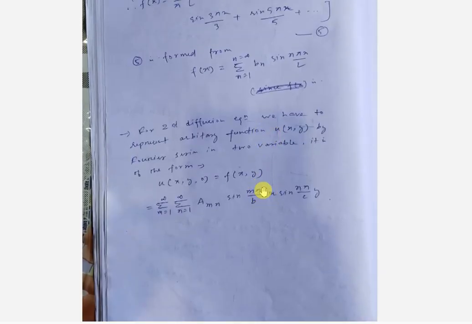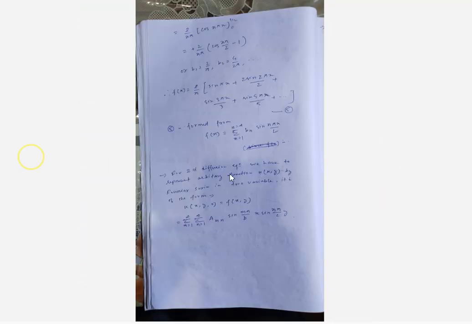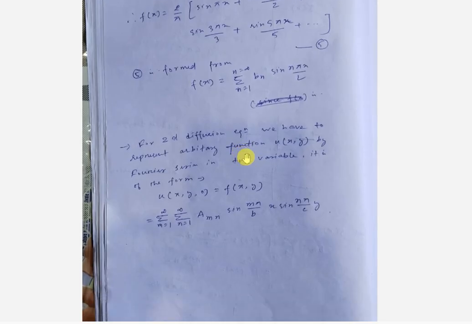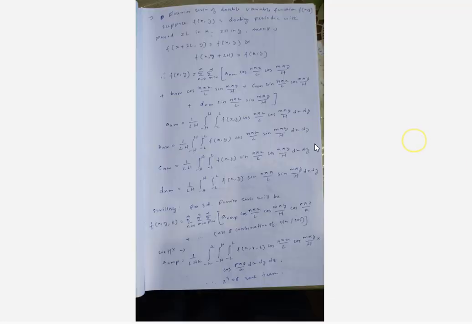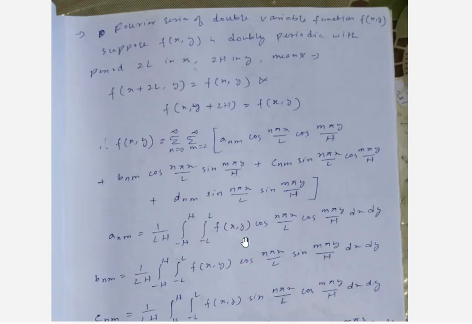The next thing is, for the second dimensional differential equation, we have to represent an arbitrary function as a Fourier series in terms of two variables. Yes, we can do that also. Now, the Fourier series of a double variable function. Whatever we did earlier was the Fourier expansion for a single variable function. Now, what about the double variable function?